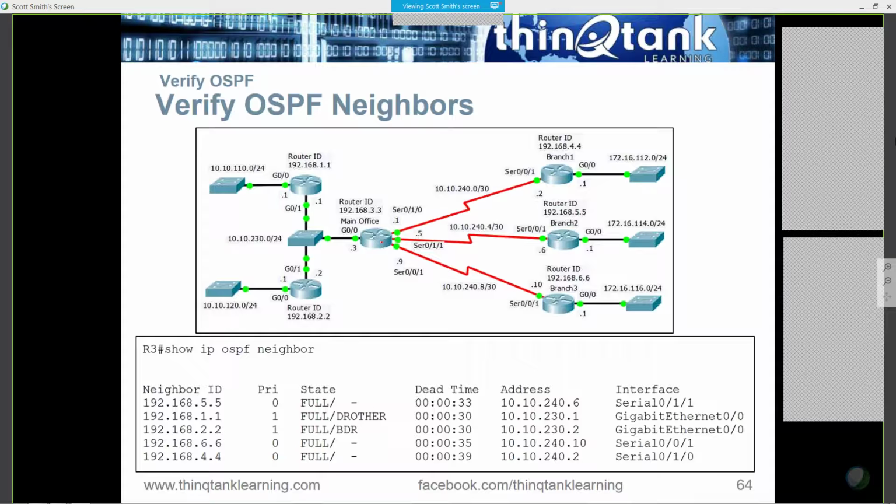All right? Why do we see dashes for the state? Dash, dash, dash, and priority of 0. Why do we see that? Because those are serial links. We don't do elections on serial links. That's why you see the dashes. There's no election on a serial link. Router 5, router 6, router 4, those are all on serial links. Okay?